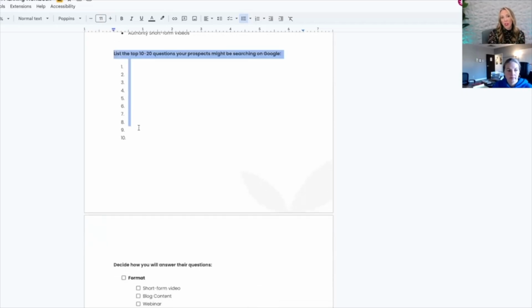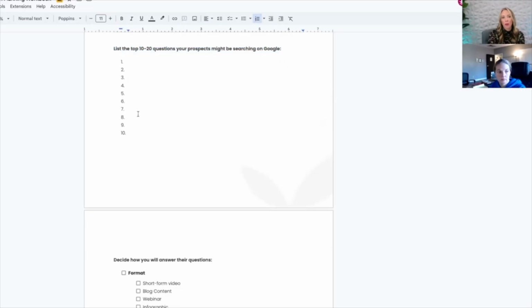But this is a fun exercise if you do it with your team, because you can actually have all of them write it down and then start to compare notes and pick your top 12, 15, 20 pieces of titles of what they're asking you from there.